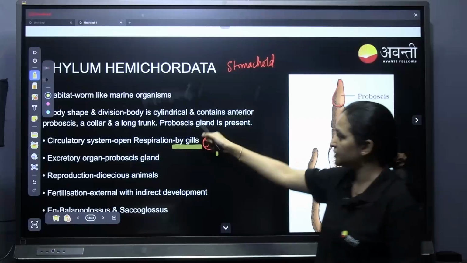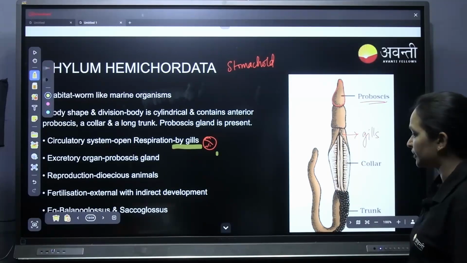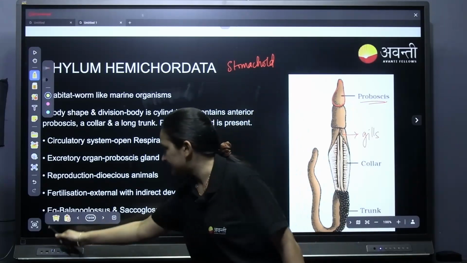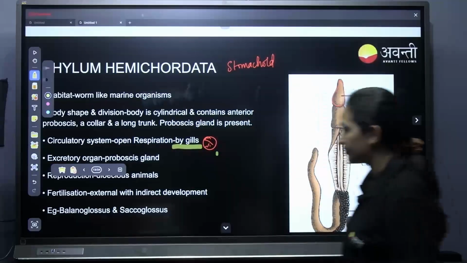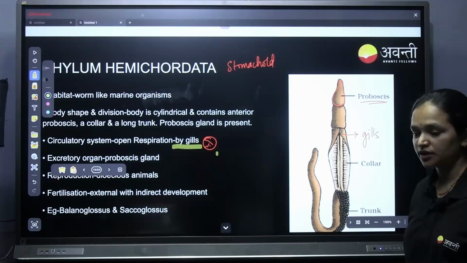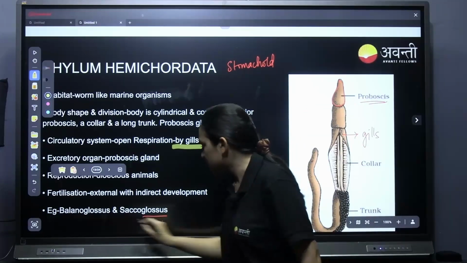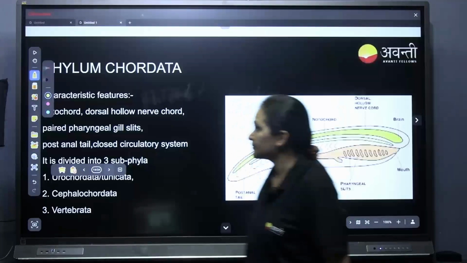Proboscis gland is present, as we have already said. These things become very important in hemichordates, nothing else. And examples: Balanoglossus and Saccoglossus are two examples. This glossus comes, which means hemichordates. Not much to remember in this.